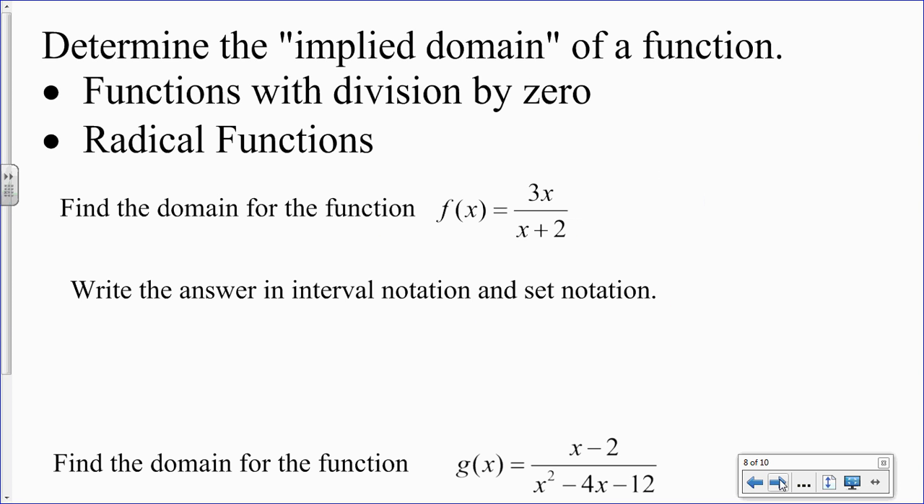Okay, we're going to do domain of these special functions. We have done this already. We have already looked at domain of rationals and radicals. We're revisiting that again. We're also going to write it in interval and set notation.